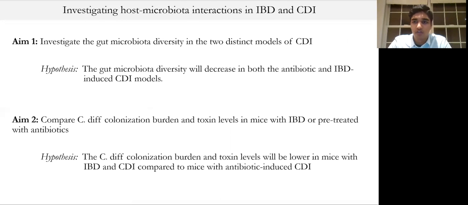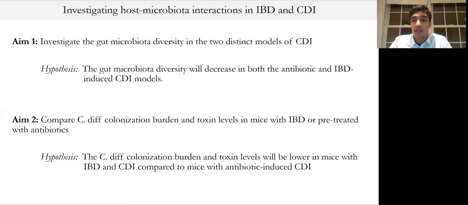Aim one involves studying the changes in gut microbiota diversity in the two CDI models. This was done because lower gut microbiota diversity is associated with increased CDI susceptibility. Therefore, I hypothesized that diversity would decrease in both the antibiotic and IBD groups.